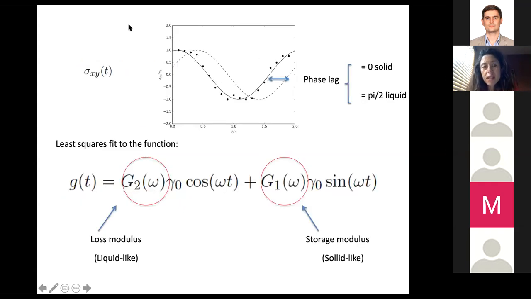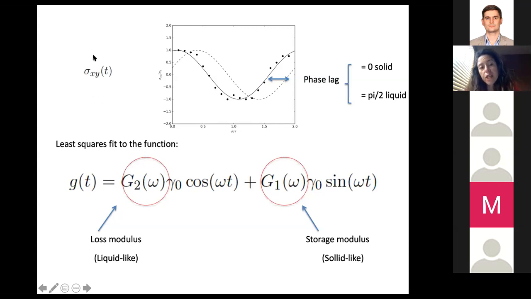What happens then is that as you measure the stress tensor, if the dotted line is the deformation you do, the stress tensor has a phase lag. It doesn't follow the deformation. If it followed the deformation, it would have phase lag 0. That would be representative of a solid material. But if it has a phase lag of pi/2, it would be a liquid material. Instead, what we see for polymers is a response in between solids and liquids.